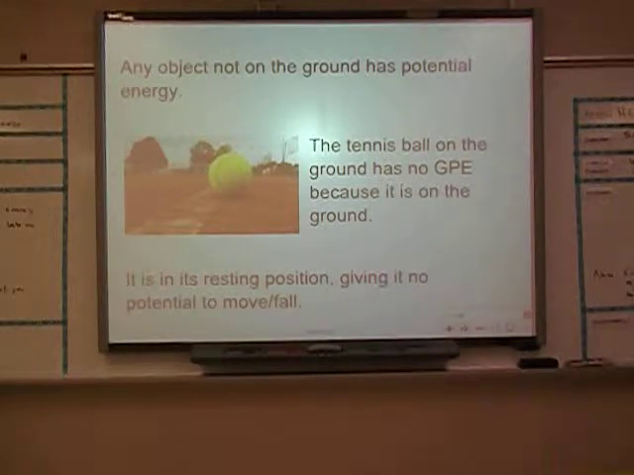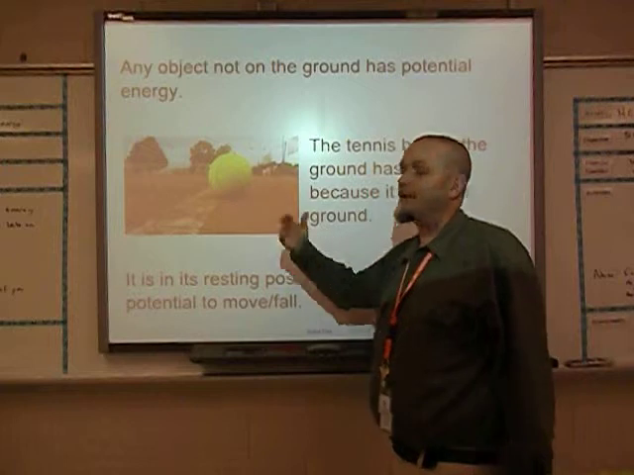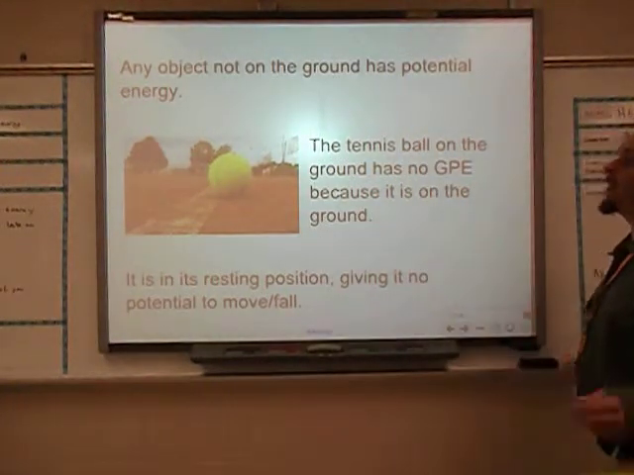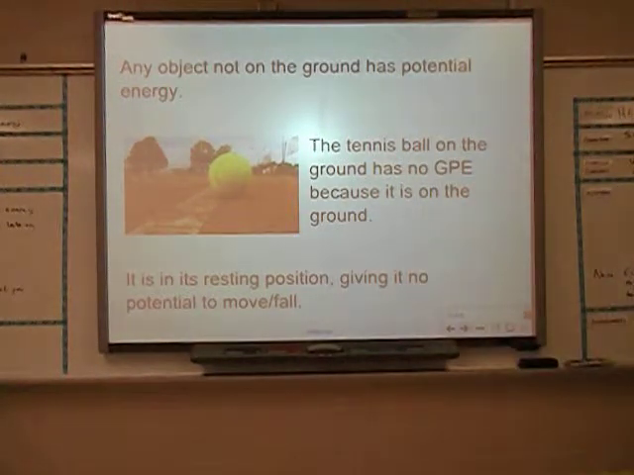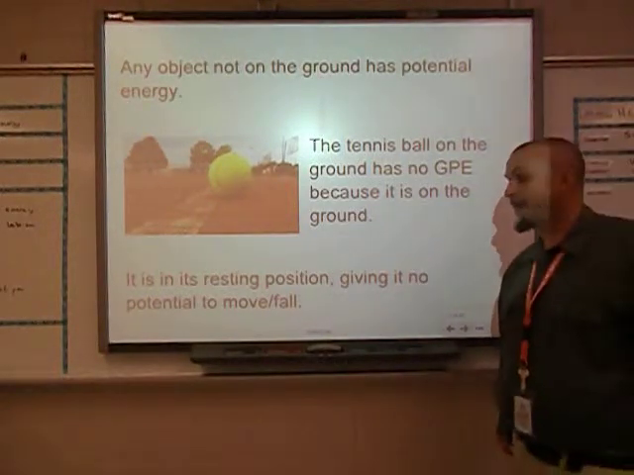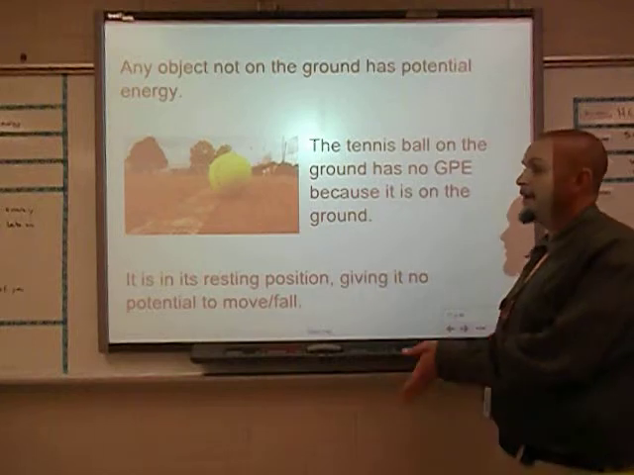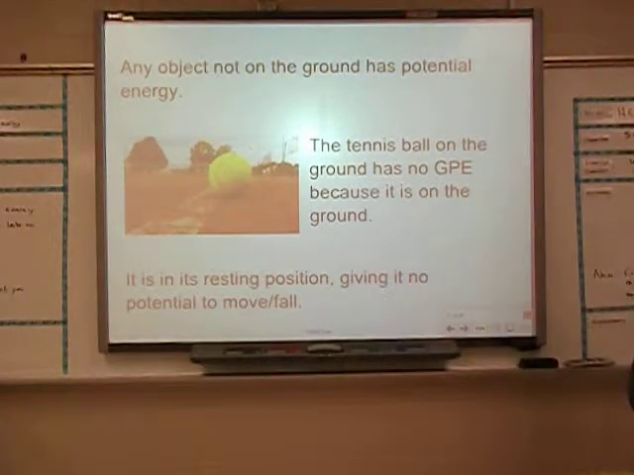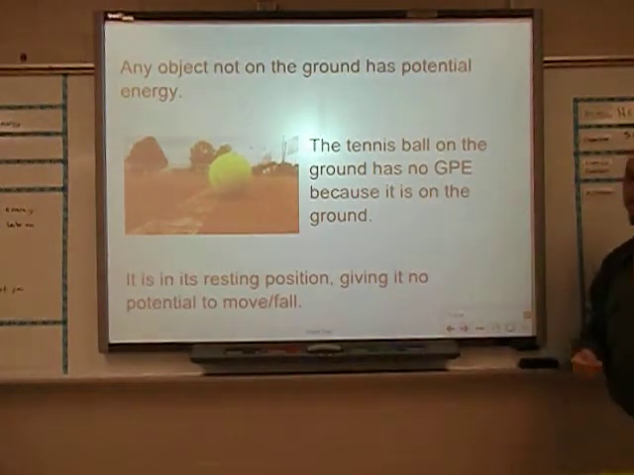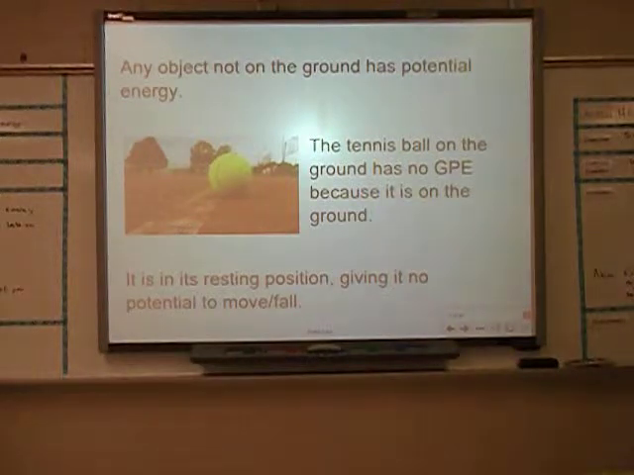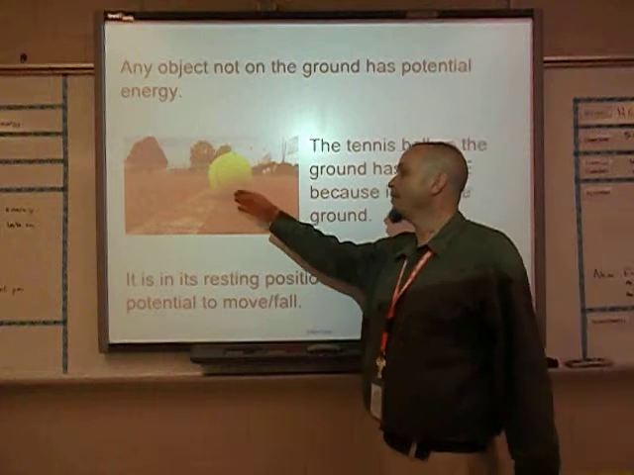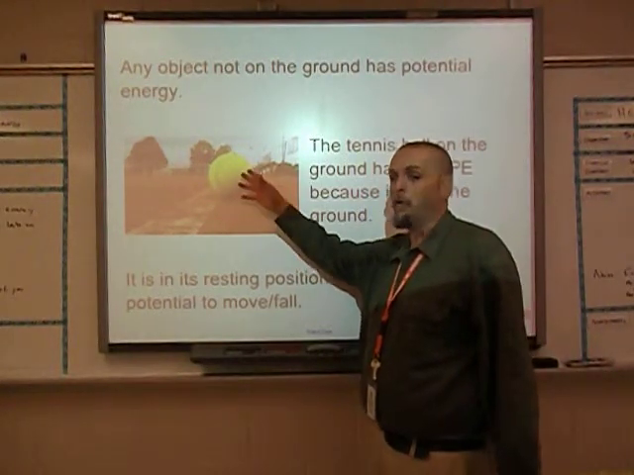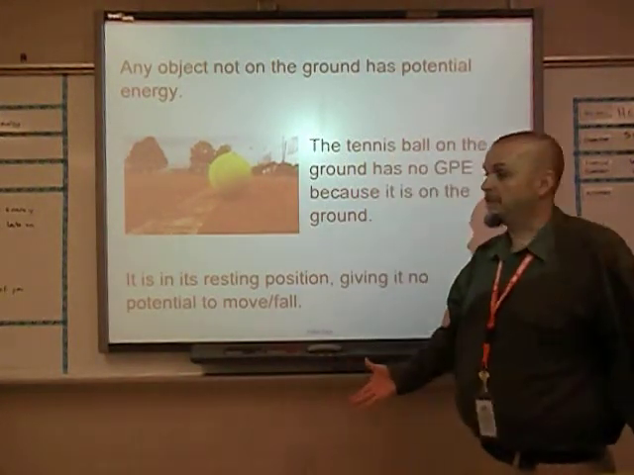This time I'm using a tennis ball as my example. That tennis ball is sitting on the clay. That tennis ball is sitting on the ground. And because it's sitting on the ground, it has no potential energy. Any object that is on the ground has no gravitational potential energy, which I will abbreviate GPE instead of writing that word out over and over and over again. This tennis ball has no gravitational potential energy because it has no potential to fall. Simple enough.